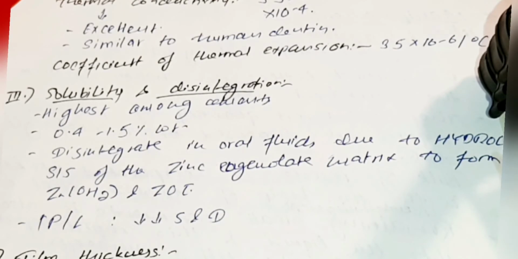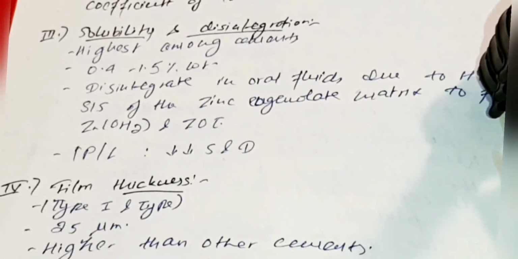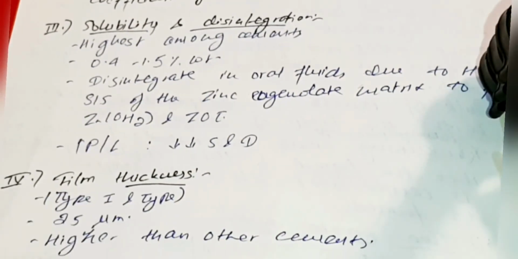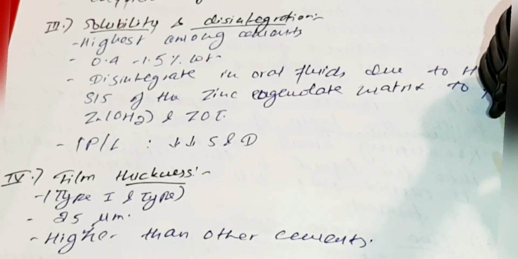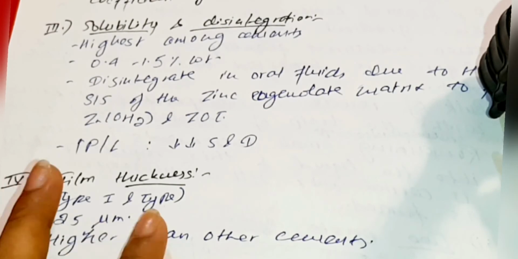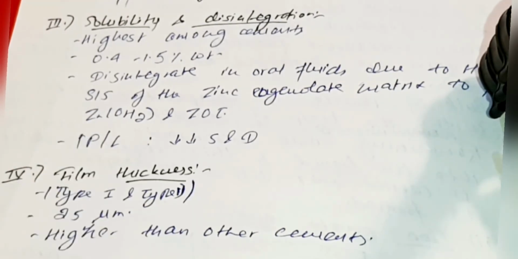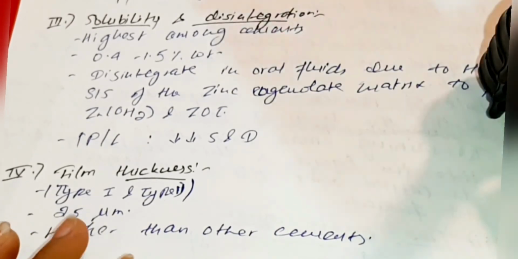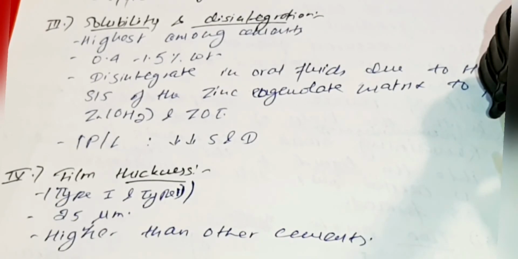So the next property is film thickness. This property is important for those cements like type 1 and type 2 used for luting of restoration. So type 1 and type 2. The film thickness of zinc oxide eugenol cements is ISO maximum of 25 micrometer, generally higher than other cements. So this is also higher than other cements.